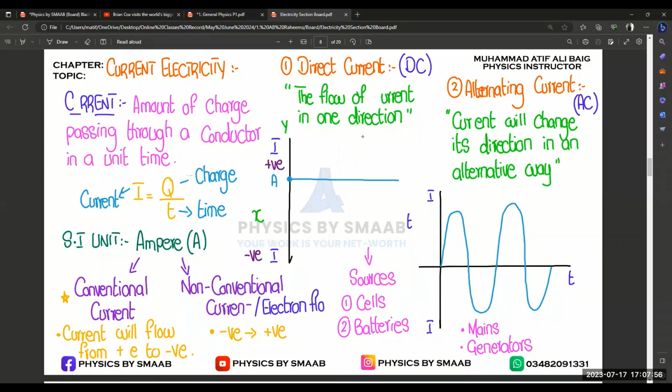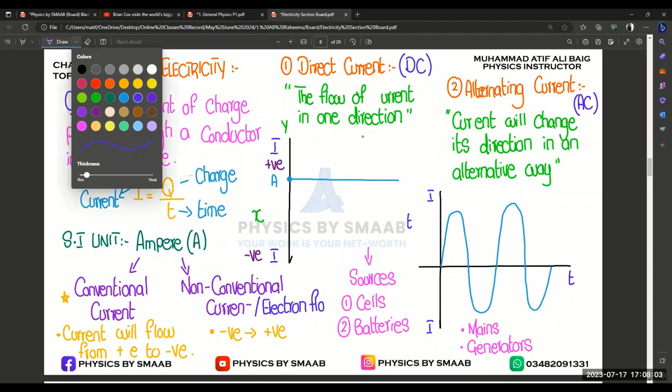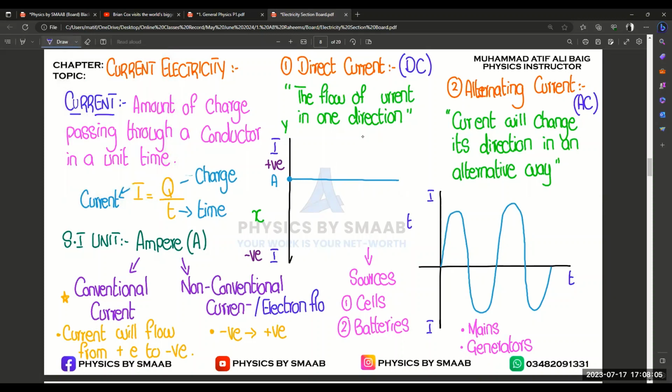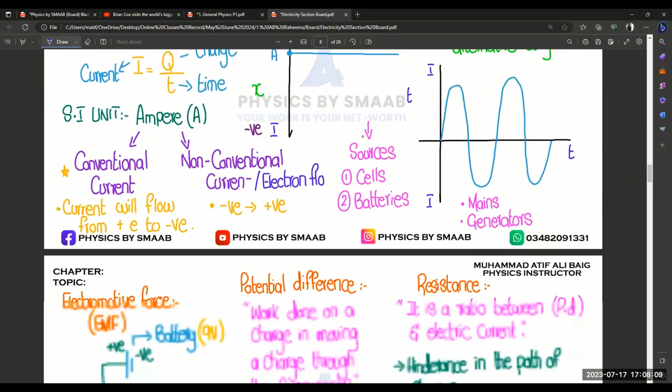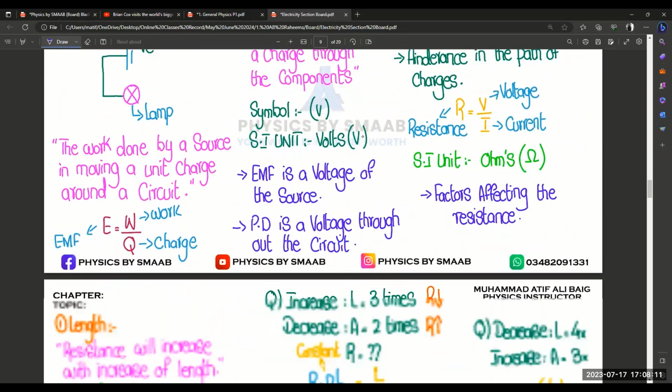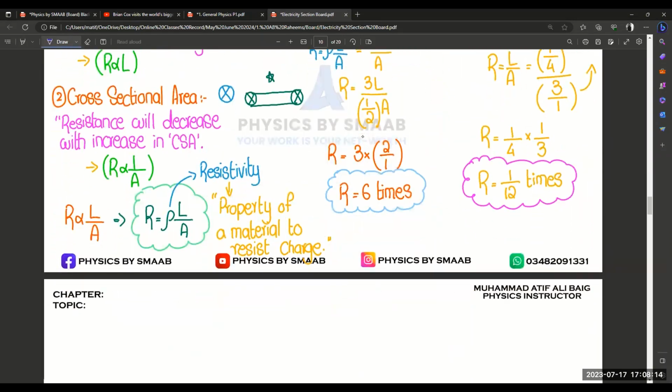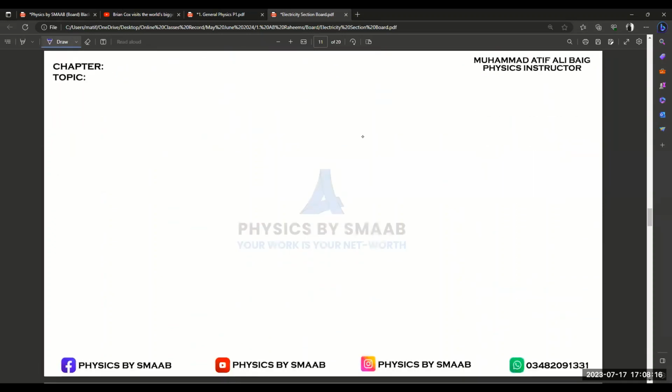Initially, we discussed current, and then we discussed direct current, alternating current, EMF, potential difference, resistance, and factors affecting resistance. All are included in the chapter of electricity, right?